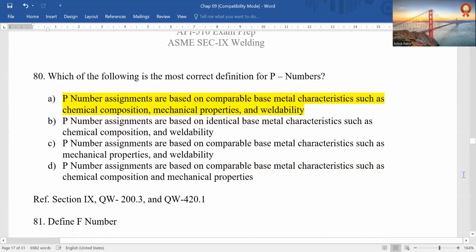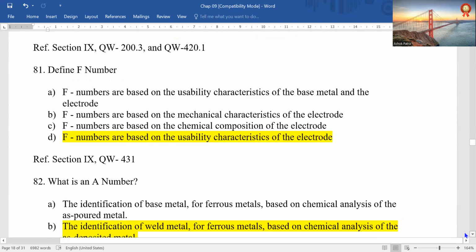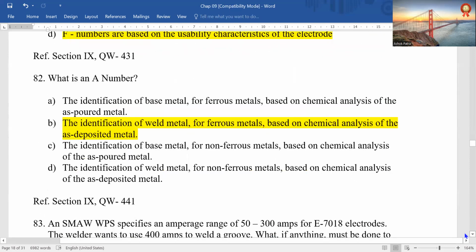Which of the following is the most correct definition of P numbers? P number assignments are based on comparable base metal characteristics such as chemical composition, mechanical properties, and weldability. F numbers are based on usability characteristics of the electrode. A number is the identification of weld metal for ferrous metal based on chemical analysis of the as-deposited metal.